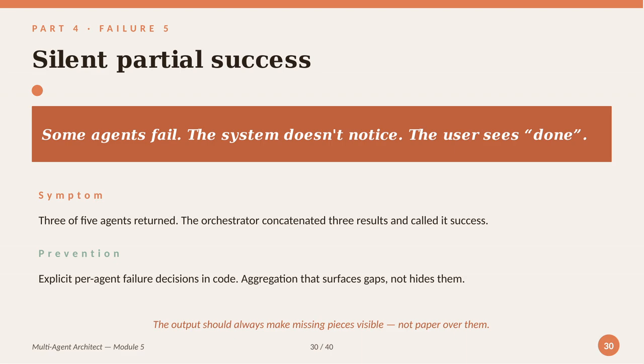What it looks like. You dispatch 5 agents in parallel. 3 return successfully. 2 fail. 1 timed out. 1 returned a malformed object. The orchestrator's aggregation logic concatenates the 3 successful returns and produces a final result. The user sees a complete-looking answer. The 2 missing pieces are gone, silently.